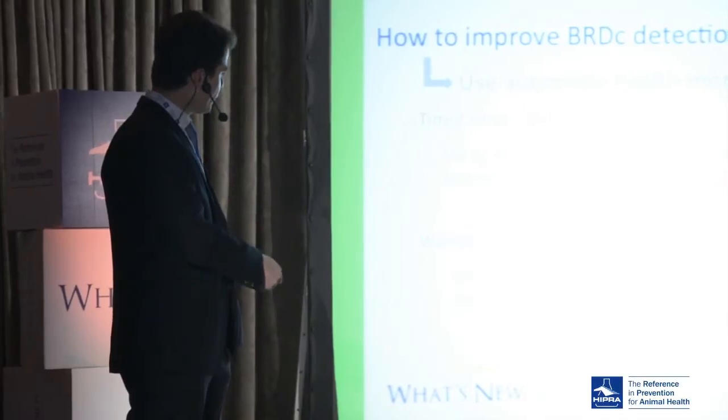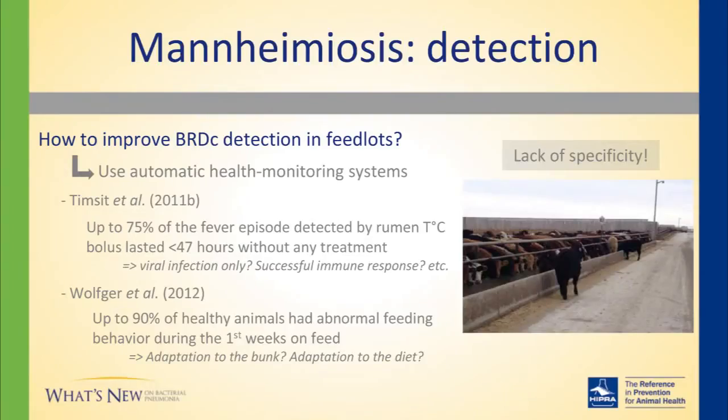Also, Wolfger and collaborators from the University of Calgary showed that up to 90% of healthy animals had abnormal feeding behavior during the first week on feed. Here's an example of 2 steers that just escaped their pen and are eating in another bunk. So if you're monitoring their feeding behavior, you will get an alert on that. So my point is, be careful: you cannot just detect sick animals by fever or abnormal feeding behavior.